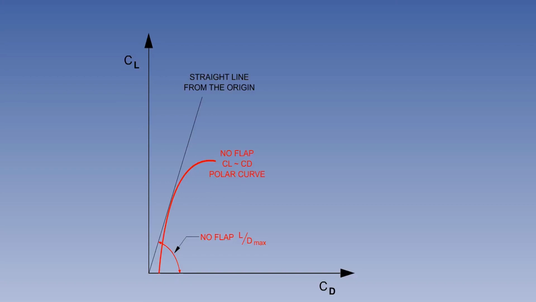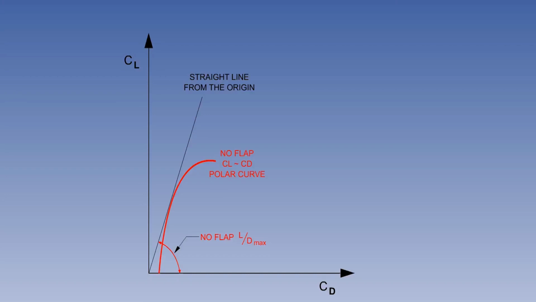We must generate enough lift to balance the weight, but at the same time drag must be a minimum. Therefore, drag will divide into lift the maximum number of times. We call that LD max. The following illustrations will show the efficiency of flaps. The greater the LD max, the greater the aerodynamic efficiency.